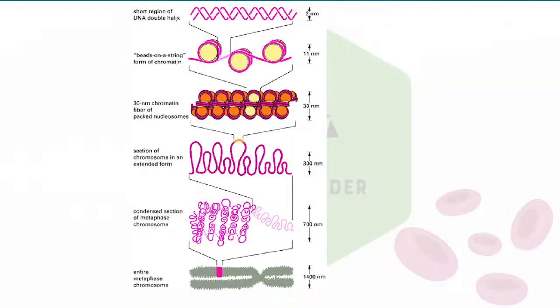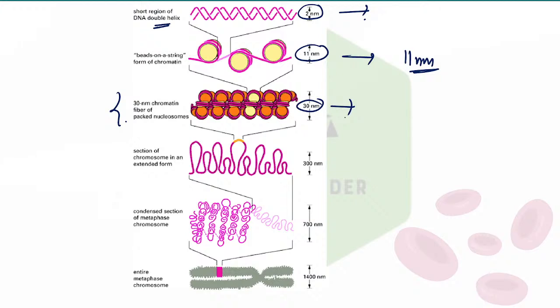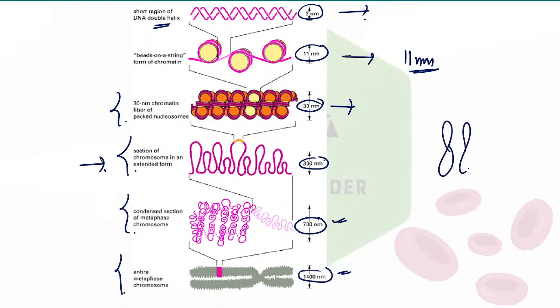See over here, you have the double helix DNA at 2 nanometers, then the beads on string structure at 11 nanometers, then 30 nanometers, which is the solenoid format. Then we have 300, which is the section of the chromosome in an extended form. Then 700 nanometers, the condensed section of the metaphase chromosome. And finally, 1400 nanometer condensation, where we have the entire metaphase chromosome in the orientation which we look at in our main DNA.